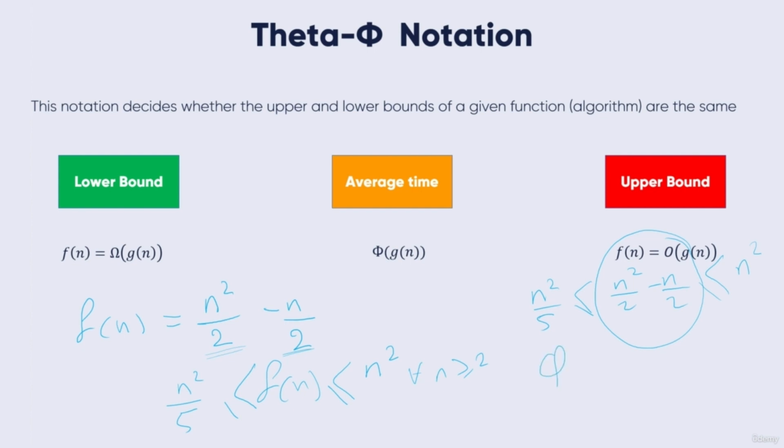Okay, so the theta notation is theta of n squared, n to the power 2. Okay, this is the theta notation. This is the average time between the upper bound and the lower bound, and it's calculated according to the average algorithm time taken.